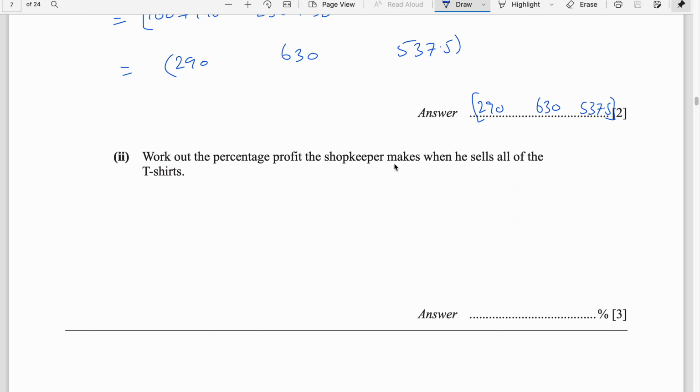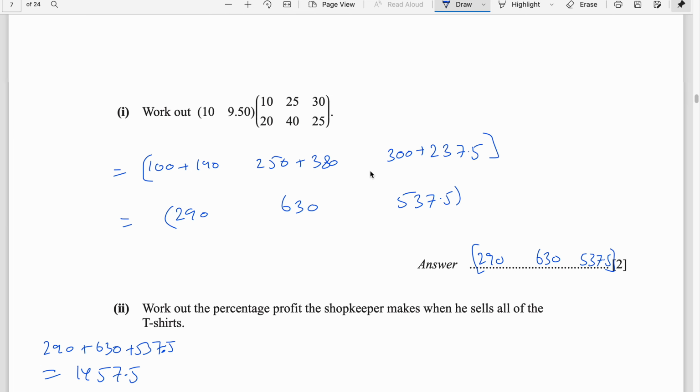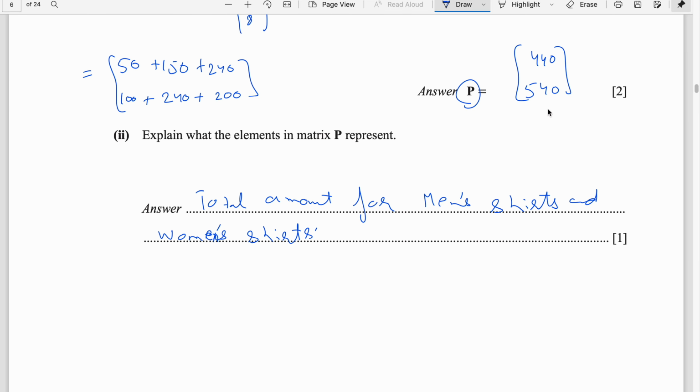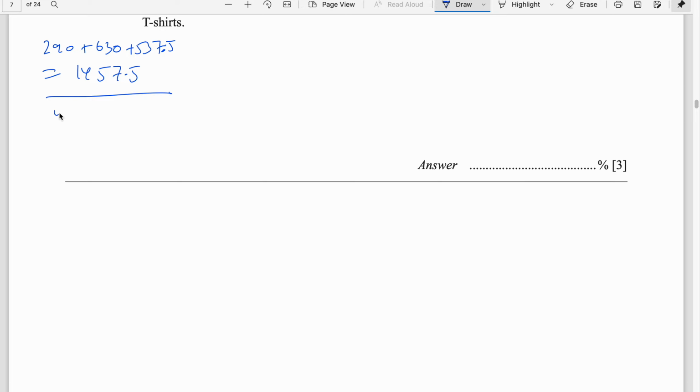Work out the percentage profit the shopkeeper makes when he sells all of the t-shirts. So let's add these three. 290 plus 630 plus 537.5. So he sells them for 1457.5. And our previous answer was that he bought them for 440 and 540. So 440 plus 540 is 980. He's buying them for 980 and selling them at 1457.5.